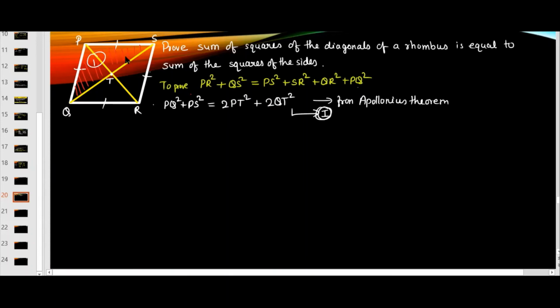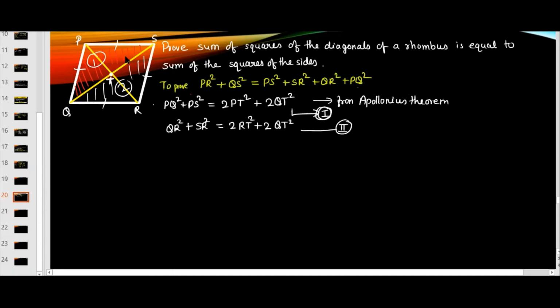Similarly, I am going to use the theorem for the other part of the triangle, that is this part. So in that form, I can write QR square plus SR square, the two sides of the triangle, is equal to 2 times the middle length RT square, plus 2 times QT square. Don't forget this point T in the middle. So this becomes equation 2.